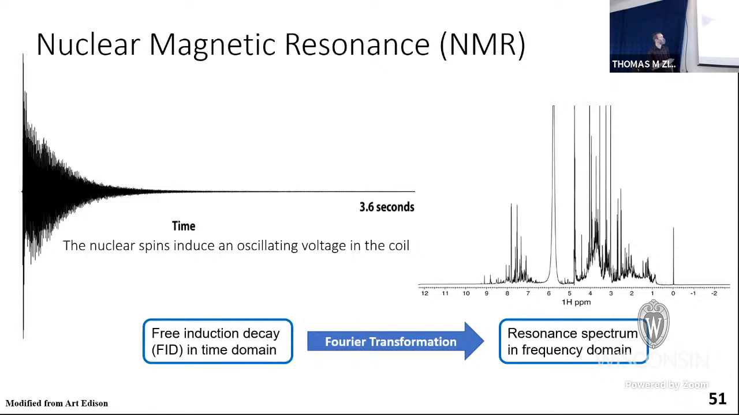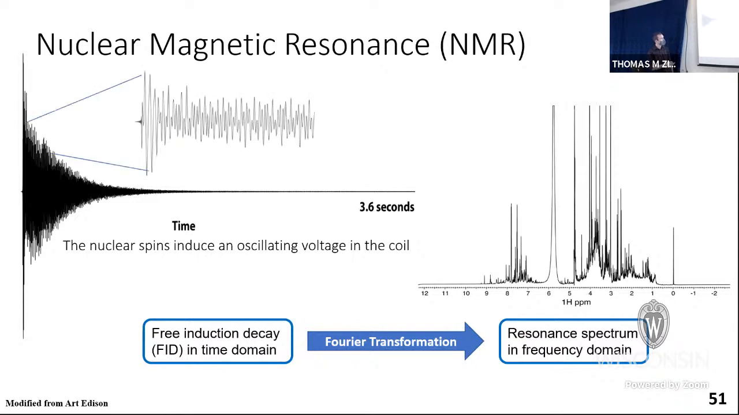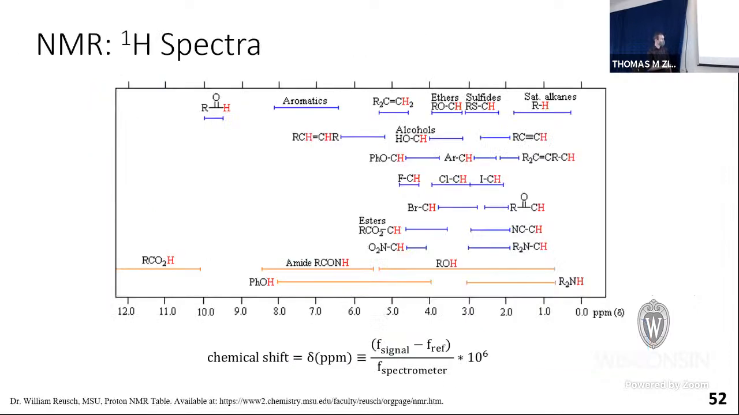And then we can convert this highly convoluted spectrum. So you can see it's basically a lot of overlaid sinusoidal profiles, and we can transfer it from the time domain into the frequency domain to get what, if you remember way back to organic chemistry, looks like a traditional spectrum.